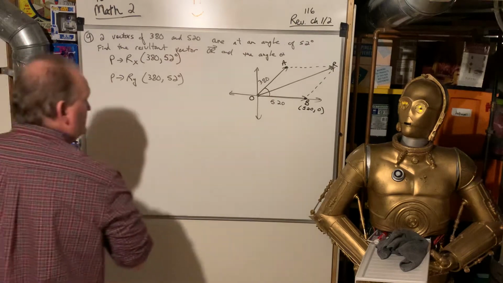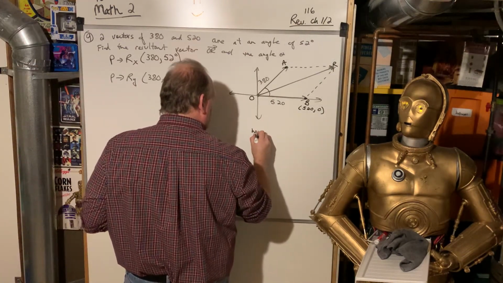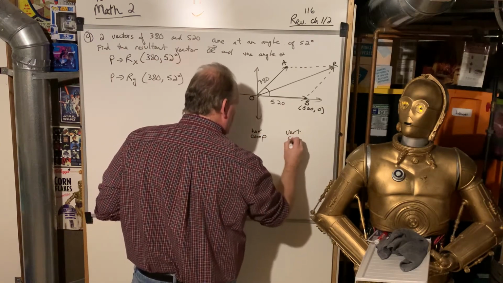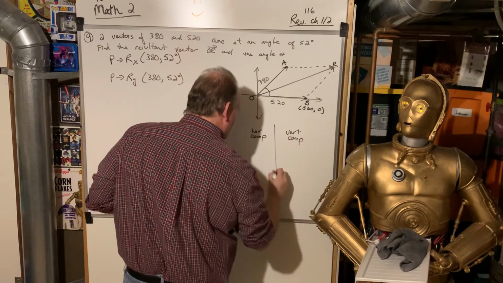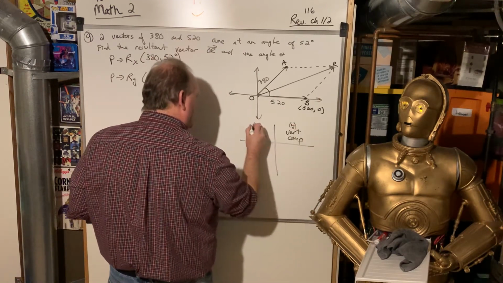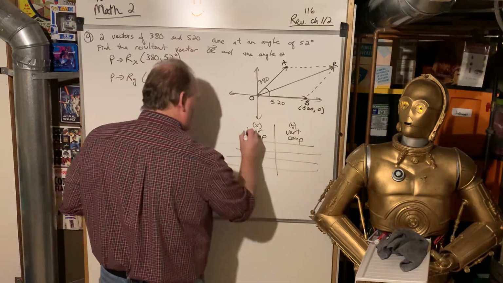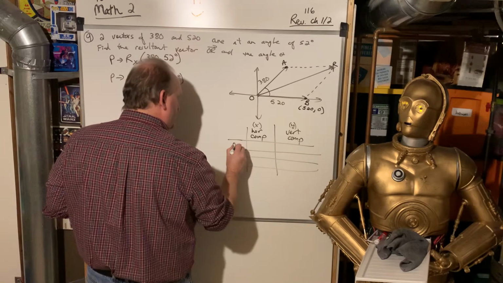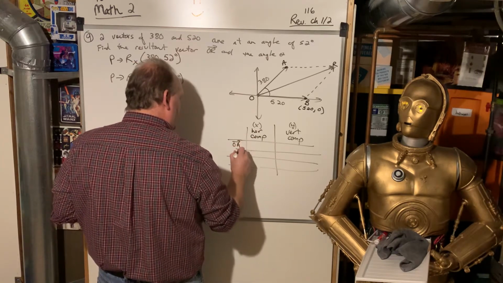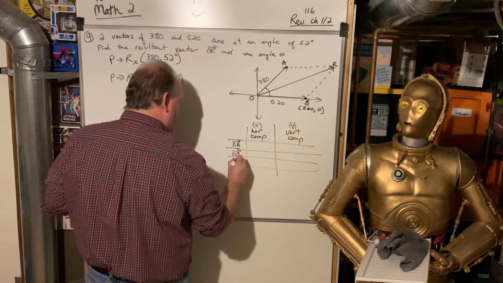We'll also build a chart over here where we have the horizontal component and the vertical component, that's just the X's and just the Y's. And here we have OA, here we have OB, and here we have OR.